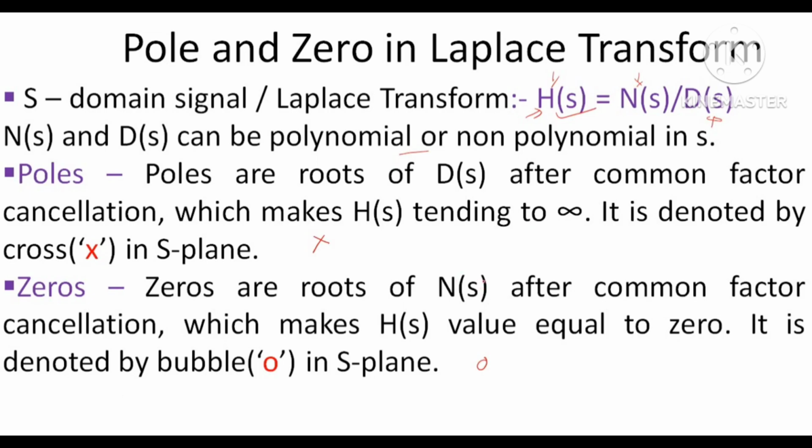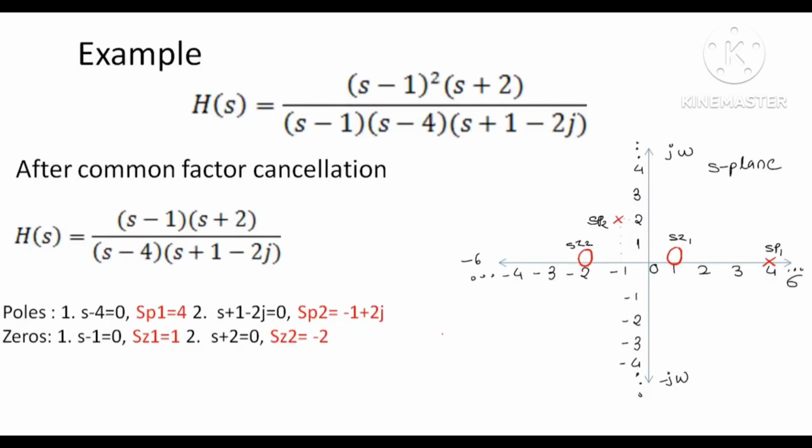So let us take an example so you will have a better understanding of it. So this is the example. H(s) is equal to (s minus 1) whole squared into (s plus 2) divided by (s minus 1) into (s minus 4) into (s plus 1 minus 2j).